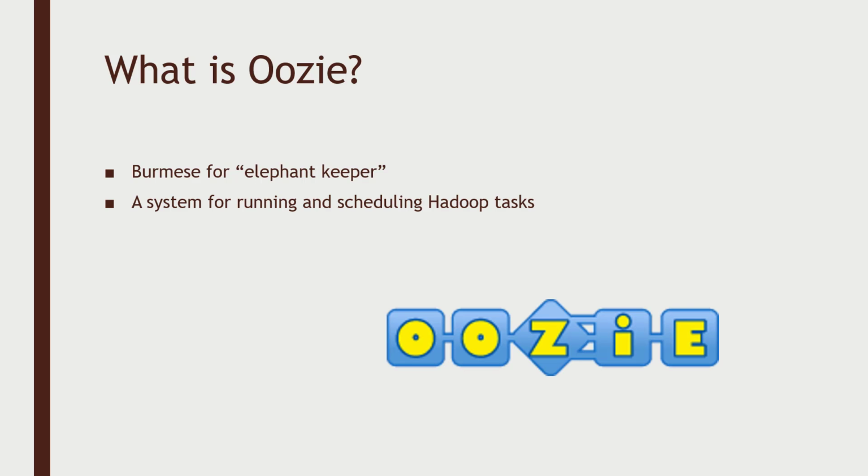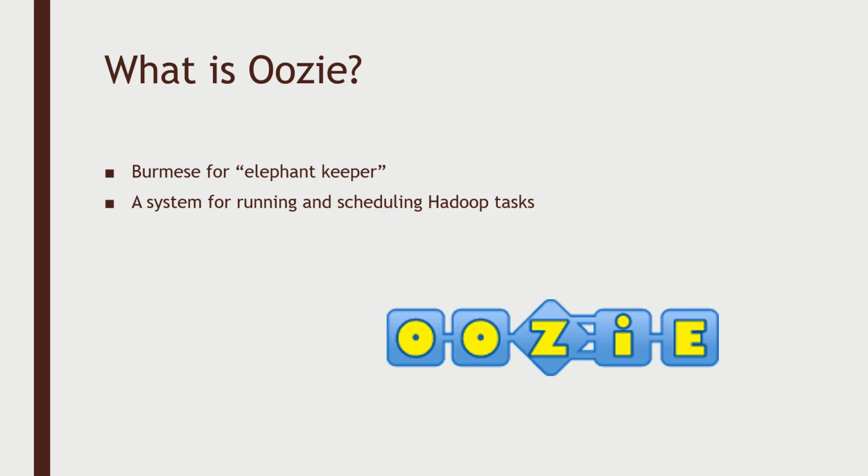What is Oozie? Oh, it's just a cool sounding name for one thing. I want to say that name as much as I can during this lecture. The origin of the name is the Burmese word for elephant keeper, which is kind of fitting. And if you think about it, Oozie's entire job is to manage the periodic jobs that run on your cluster, on your Hadoop cluster.